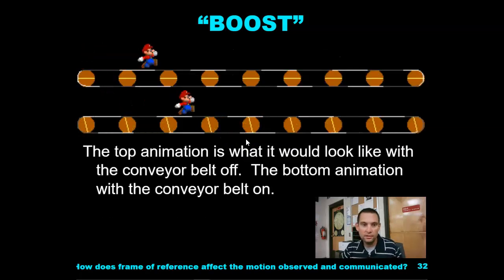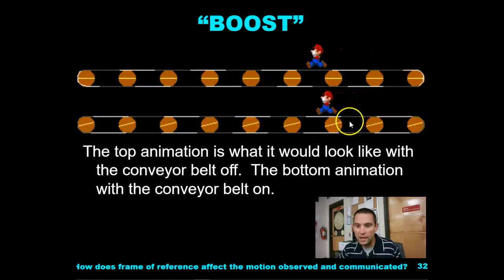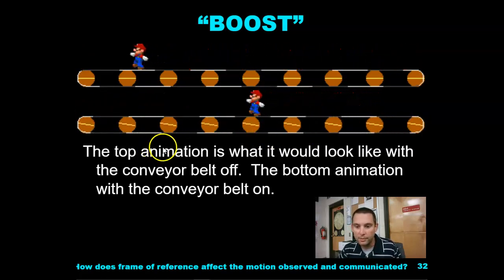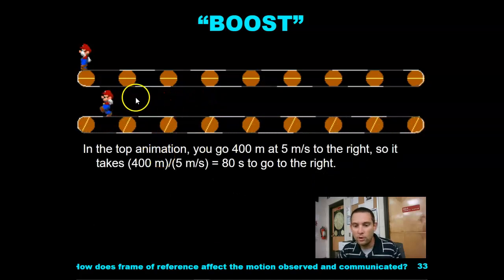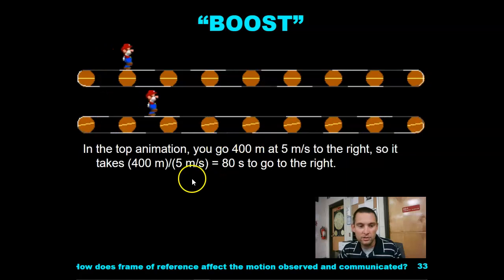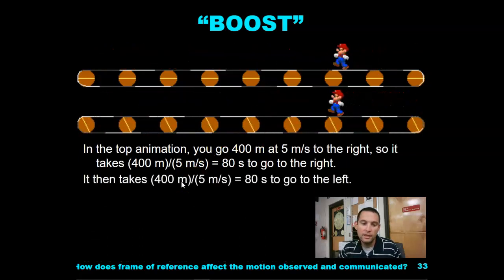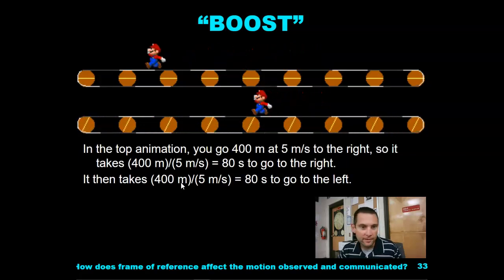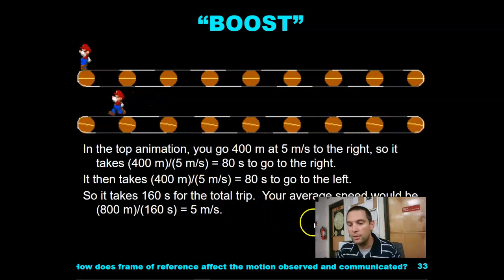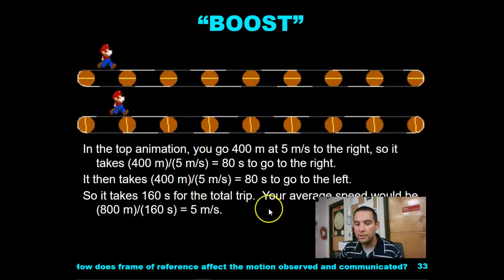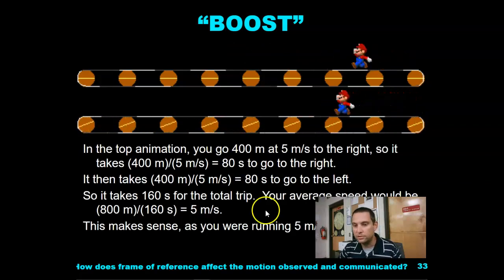So what does that look like? Belt off on the top, belt on the bottom. So the top animation, you're going 400 meters at 5 meters per second to the right. So it takes 80 seconds to the right. It then takes 80 seconds to go to the left. So it takes 160 seconds for the total trip. Your average speed is going to be 5 meters per second. This makes sense if you were running 5 meters per second for the whole time.